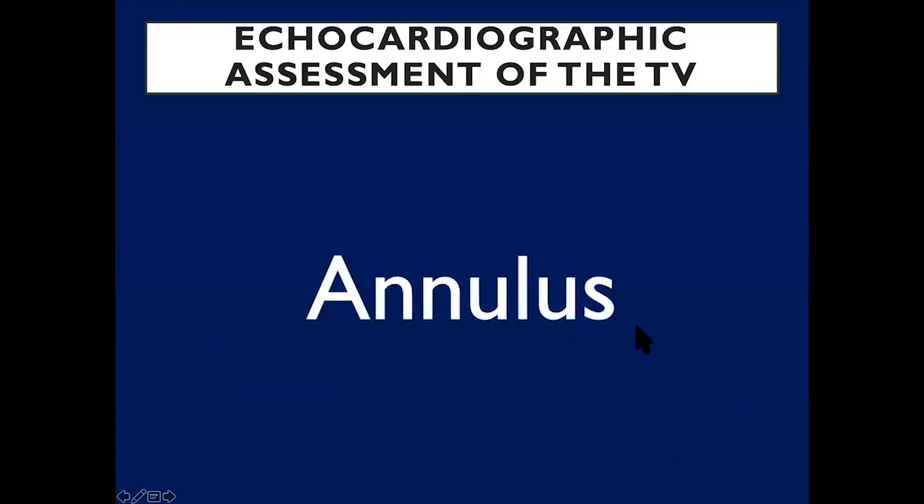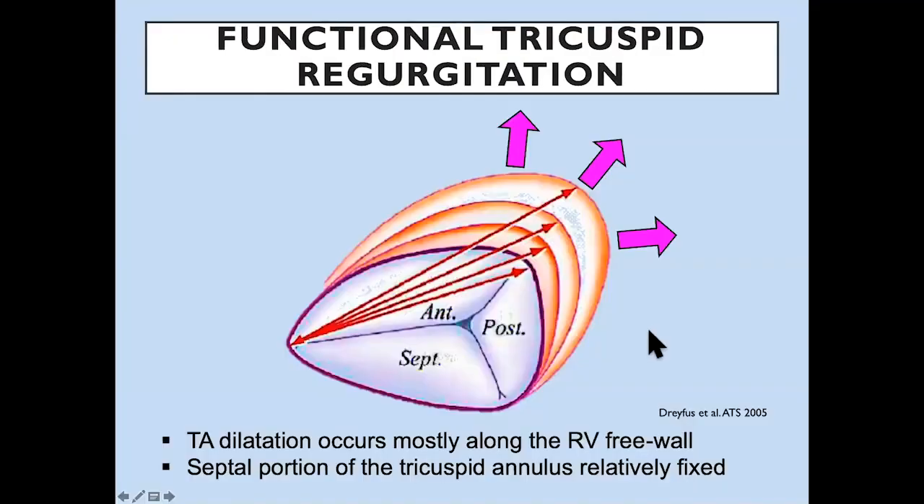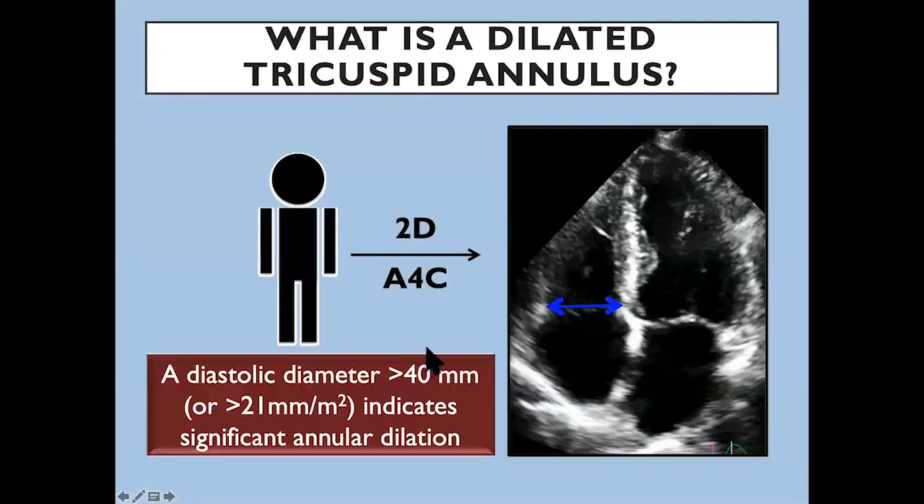So let's just talk now about the annulus. When the tricuspid annulus dilates, it dilates along the RV free wall. The septal portion of the annulus is relatively fixed due to the fact that it is against the septum. According to the valvular heart disease guidelines, we should measure the tricuspid annulus in the apical four-chamber view from hinge point to hinge point, as you can see here. A diastolic diameter of more than 40 millimeters or more than 21 millimeters per meter squared indicates significant annular dilation.